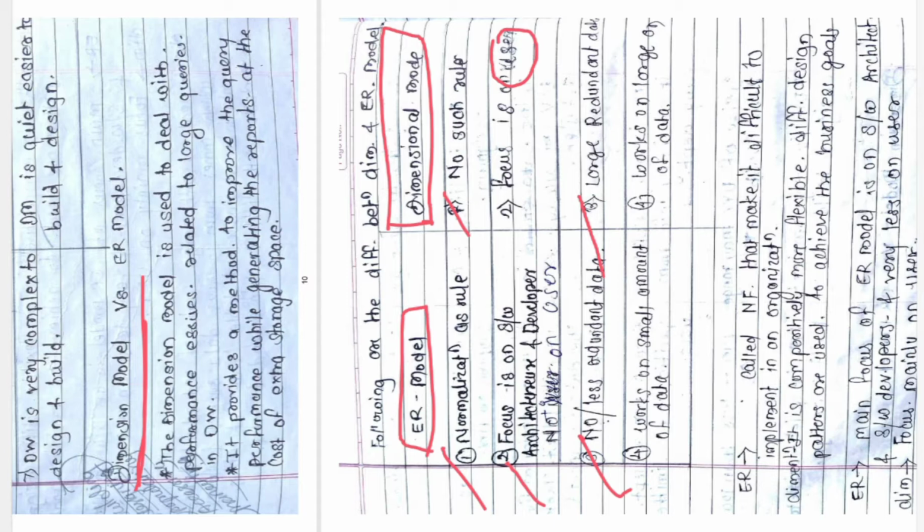But in dimensional modeling, the redundant data will be more, of course, because we are dealing with the data warehouse. Okay, and number 4, it works on the small amount of data. Yes, the ER model works on hardly small databases, because it is roughly in terms of MBs.